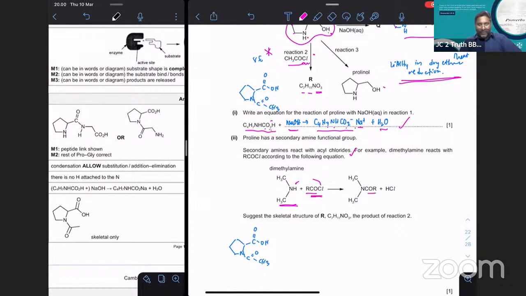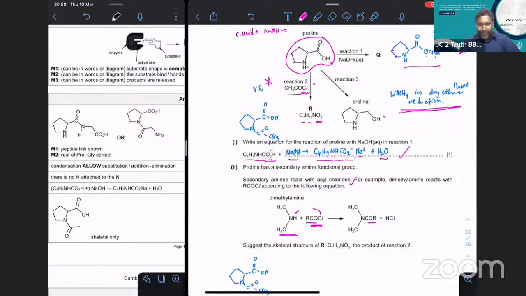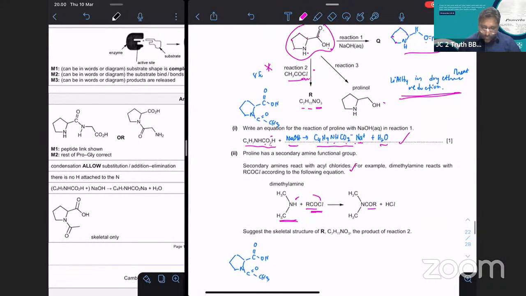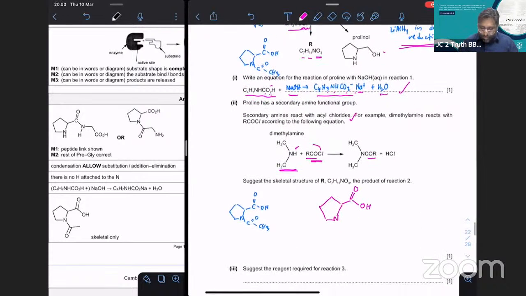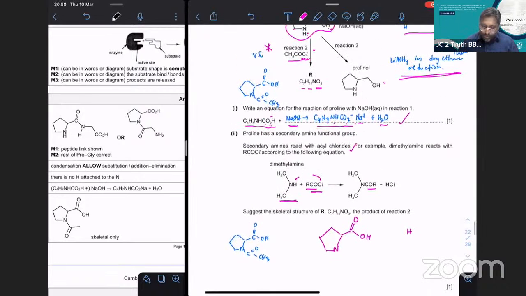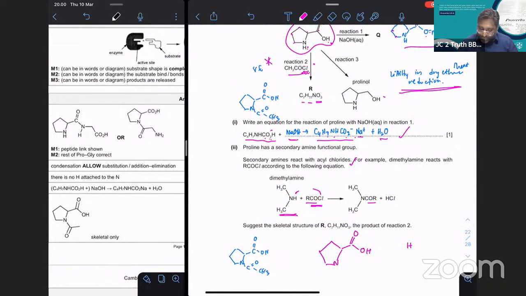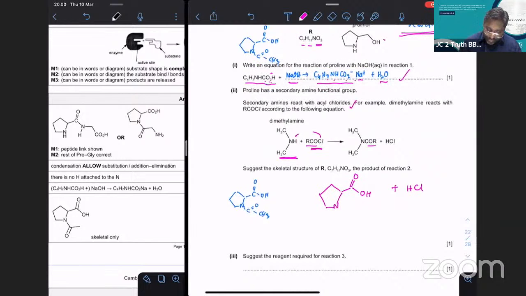So suggest the skeletal structure for R. When you have this similar reaction, you just draw like this, and nothing will happen on this side. This H will be gone, replaced with the Cl over there, RCl. So the part that is going to be left is COCH3.